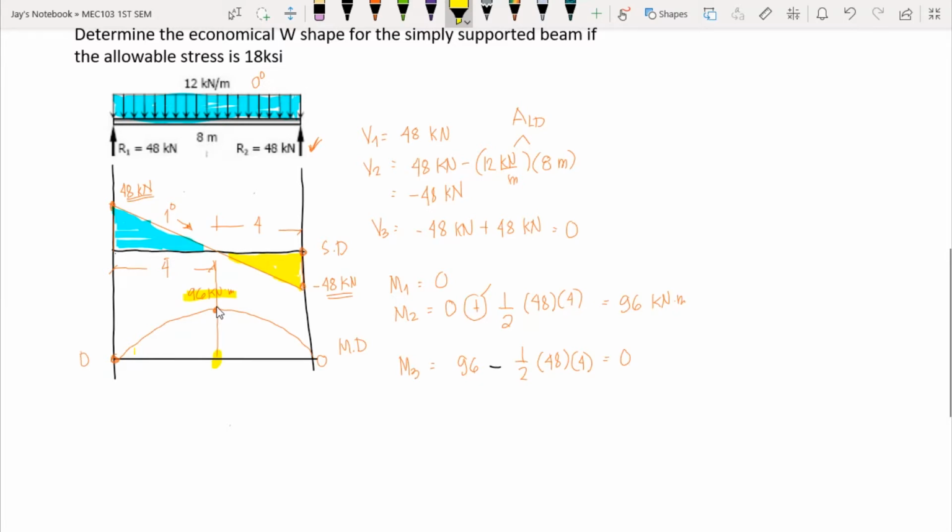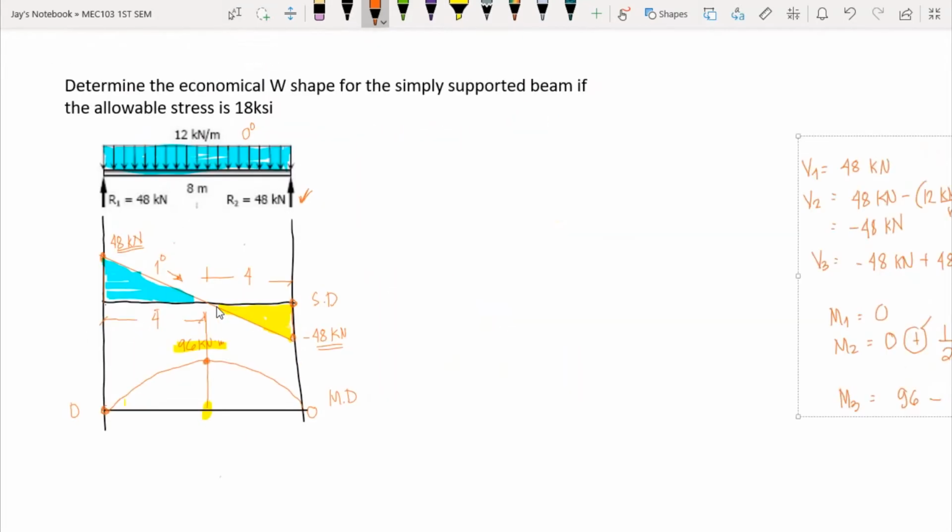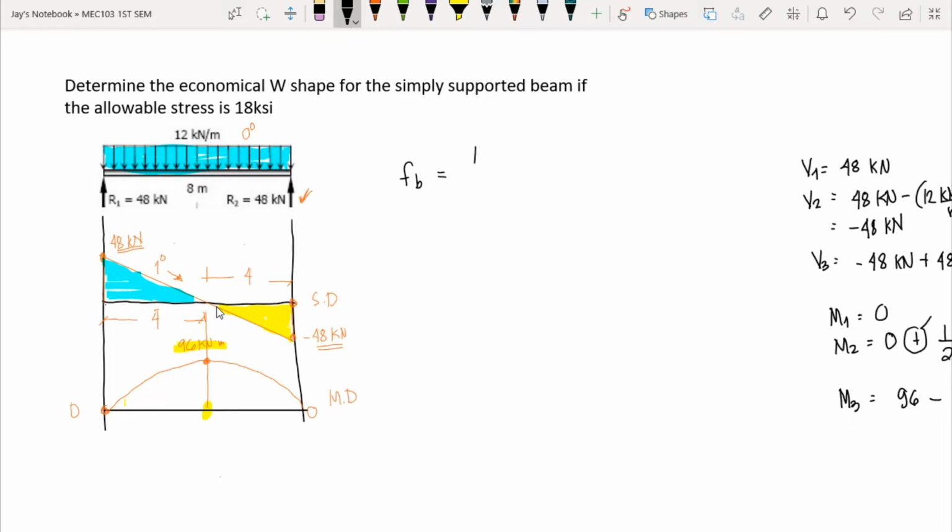Now we know that we have a formula given, which is the flexural stress or the bending stress equal to the moment over the section modulus, correct?